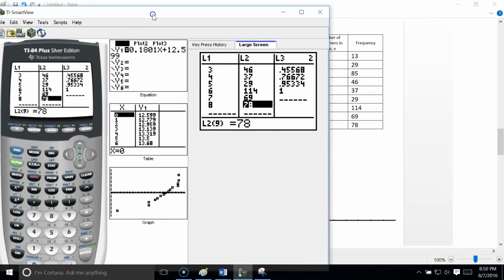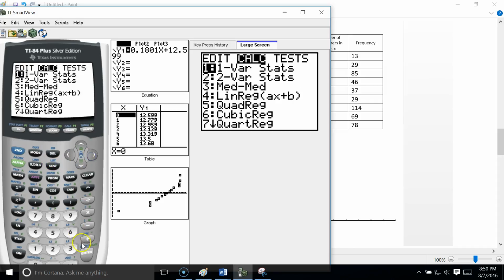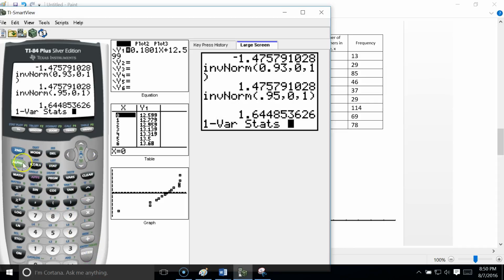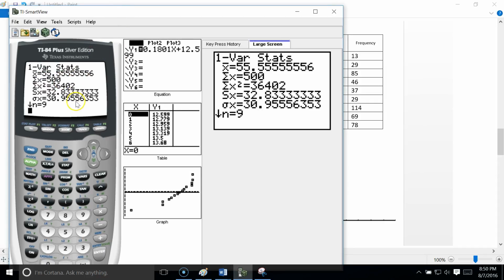So the first thing I want to do is add up the frequencies, figure out how many total results we're talking about. The fastest and best way to do that is to do a one variable statistic on list 2. I want to go to stat, calculate, one variable stat on list 2, enter, and so I get that the sum is 500. There were 500 instances of somebody walking into a Costco and figuring out how many people were in the shortest line.